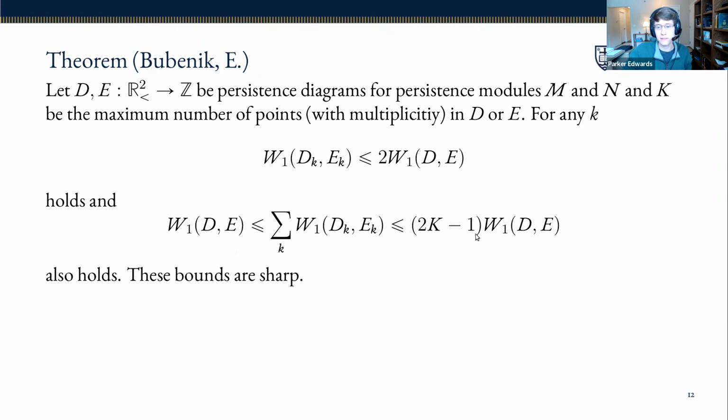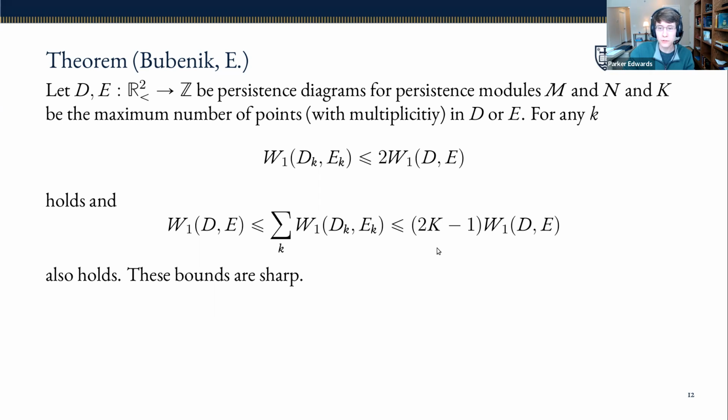And then you can also give a bound on the sum of all of the grades, and this comes from the previous statement. You get some constant times the ungraded distance on the other side. And these bounds are sharp, so we'll talk a little bit about this. I'll note that this k is the maximum number of points. So this is the maximum rank of the 2 modules that you're considering here, or the maximum number of points counted with multiplicity of the 2 ungraded diagrams.